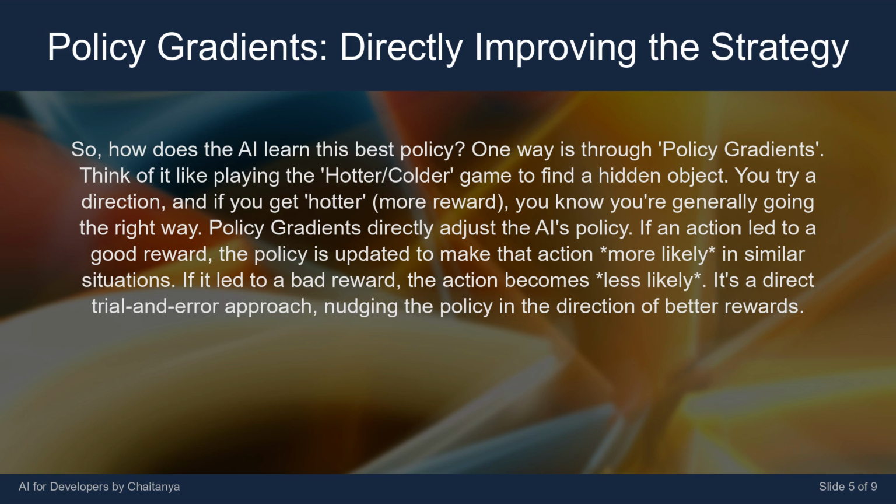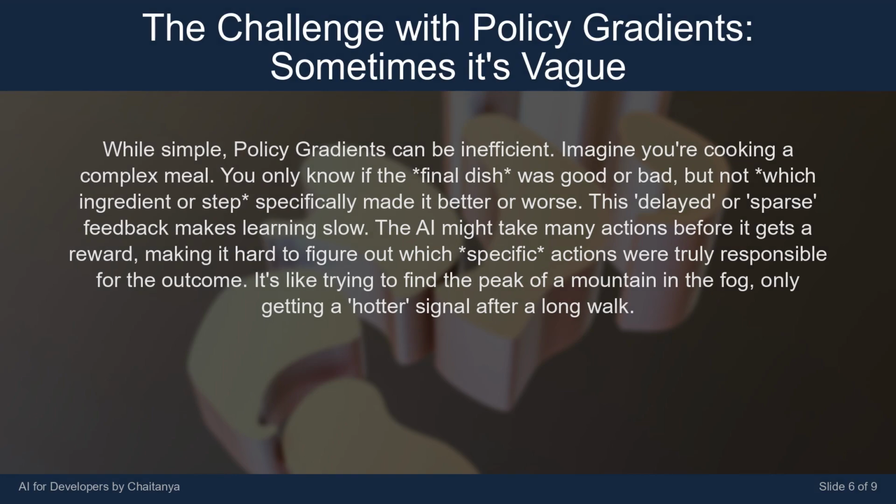Policy gradients directly adjust the AI's policy. If an action led to a good reward, the policy is updated to make that action more likely in similar situations. If it led to a bad reward, the action becomes less likely. It's a direct trial and error approach, nudging the policy in the direction of better rewards. While simple, policy gradients can be inefficient.